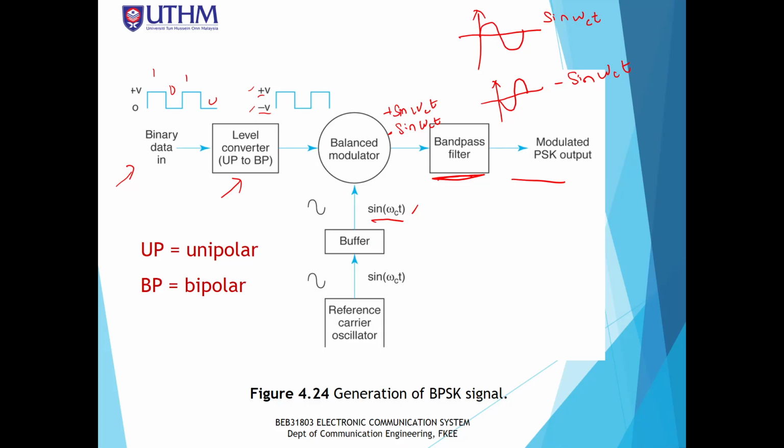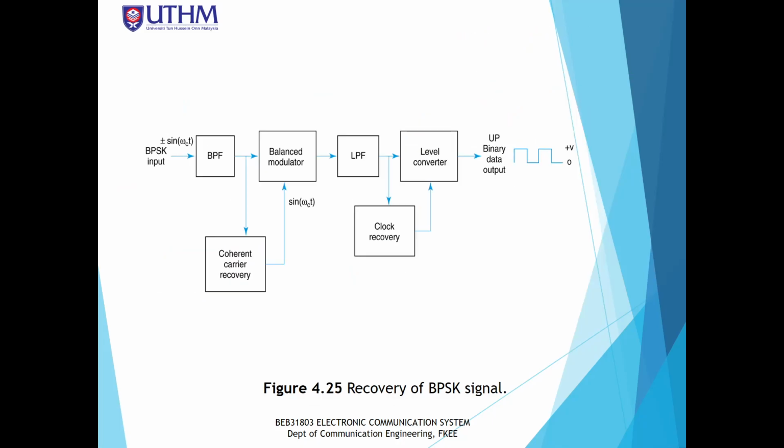So the bandpass filter will filter out the unwanted signal, and then we transmit to the medium. Okay, then it is received by the receiver. So this is at the receiver side.